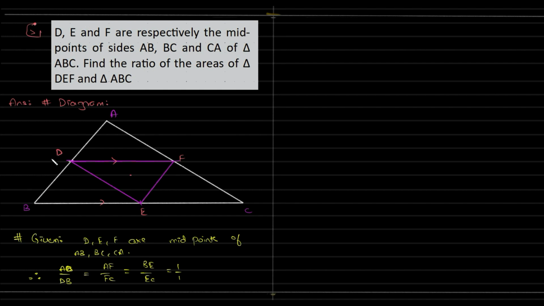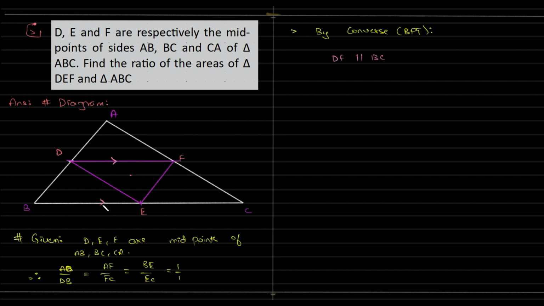The lengths will be equal. If this is 10 centimeter, D to B will also be 10 centimeter, and D to A is also 10 centimeter. So this ratio is 1 by 1. If this is 12 centimeter, this also will be 12. If this is 14, this also will be 14. If I divide them, we get a ratio of 1 by 1. Because they are midpoints, as simple as that. So since they are midpoints and the ratios are equal, by converse of BPT, I can conclude that DF is parallel to BC.